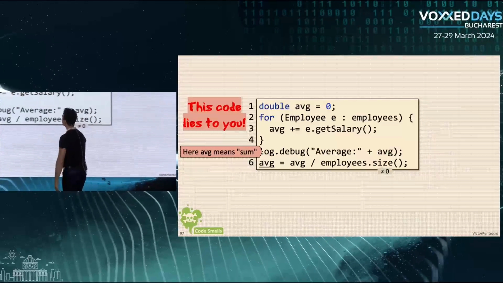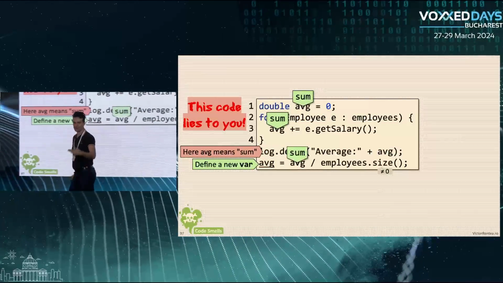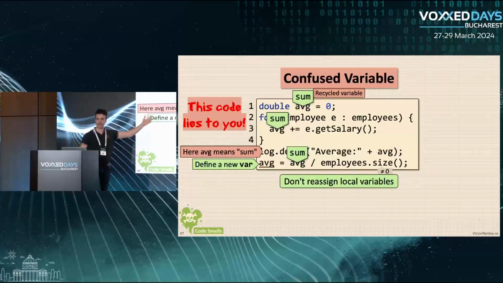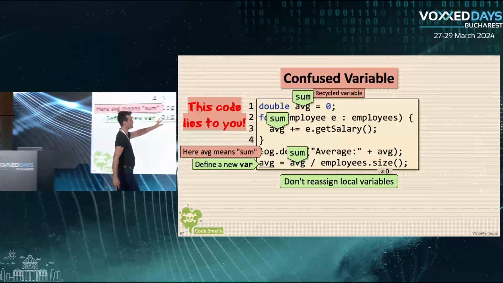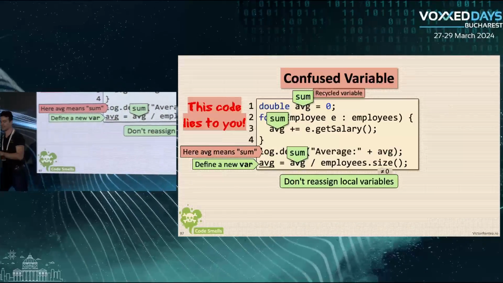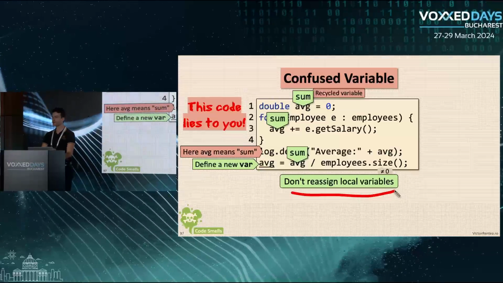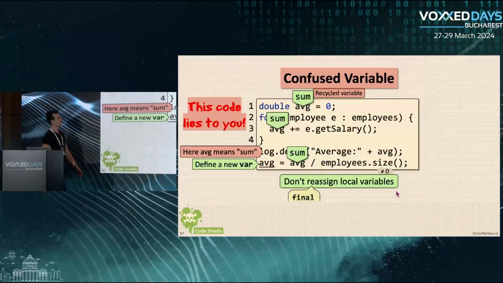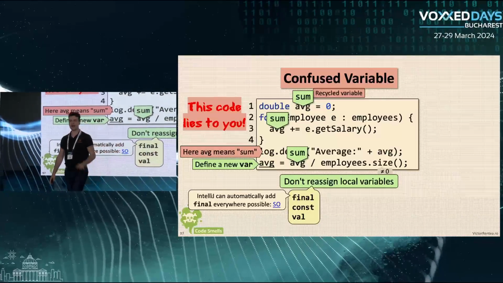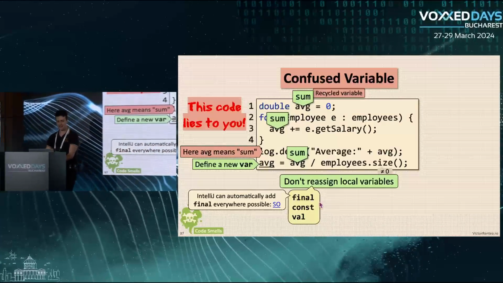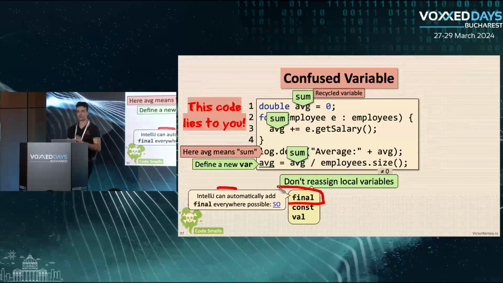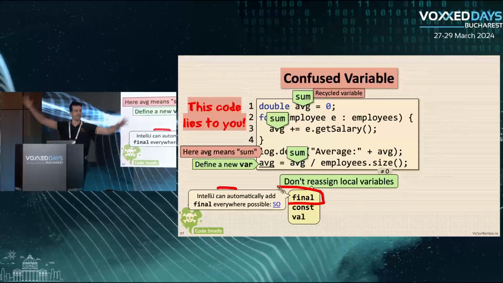That works. But you know what I want to do? I create a new variable, right? To have variables mean a single thing. We have a sum at the beginning, and then we have an average computed out of the sum. Make sense? Variables should not be reassigned. How can you enforce this in practice? Well, some people make all their variables final. It turns out that IntelliJ can actually automatically add the final modifier for you. Automatically, you don't do anything. You just format the code, boom, final everywhere.